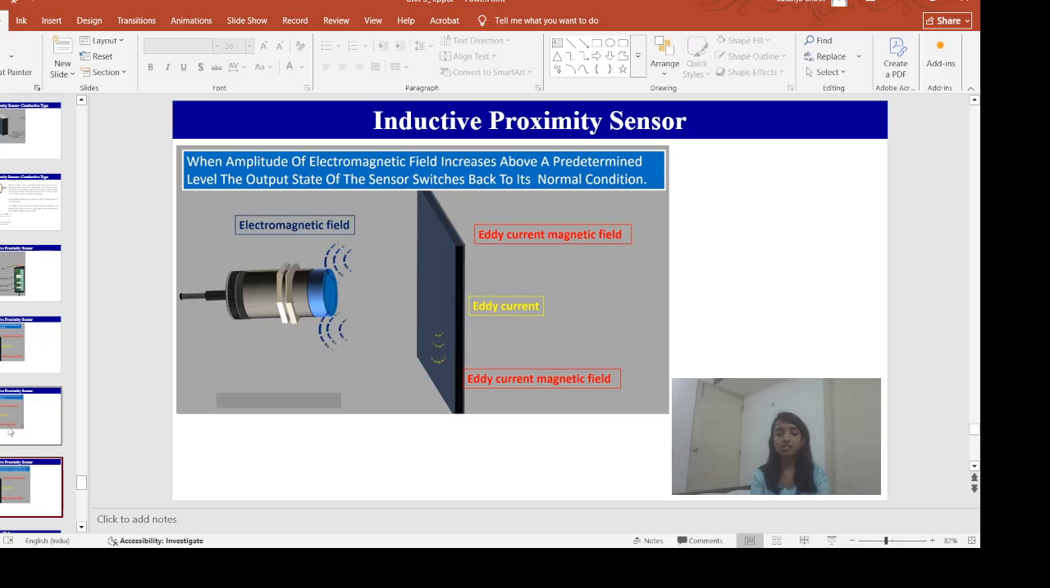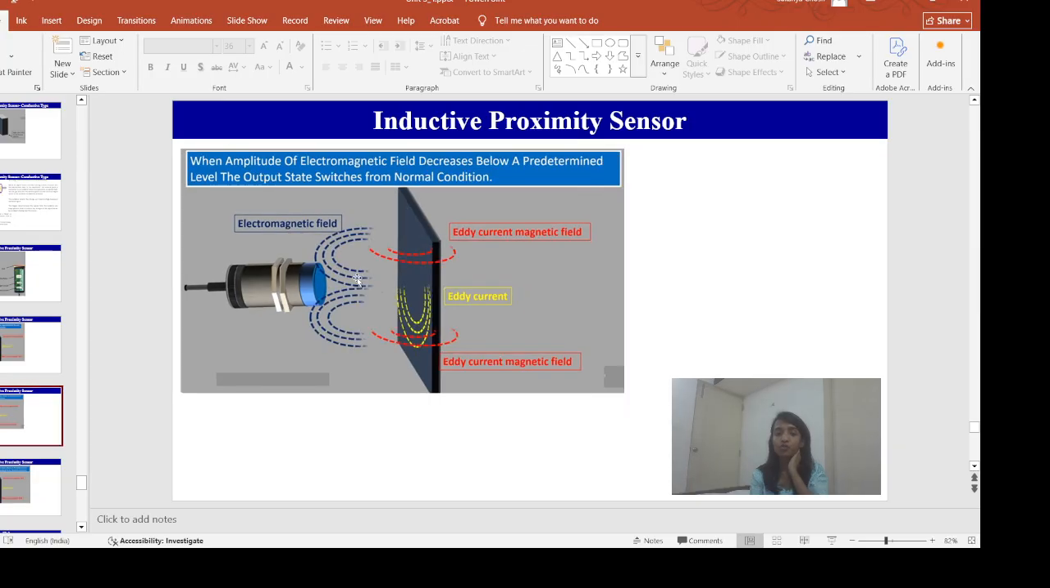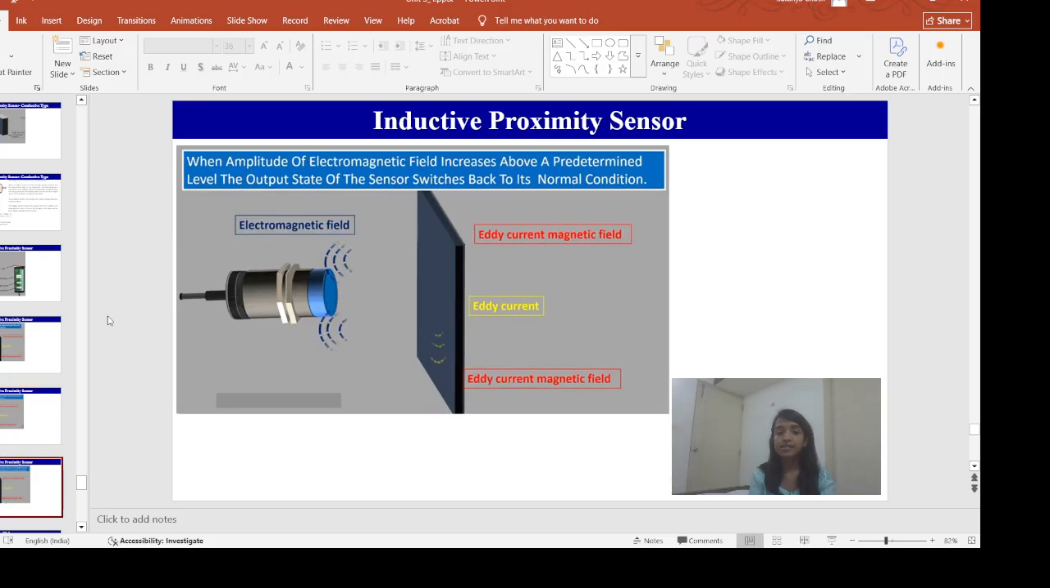Now, the previous case was when the amplitude of the electromagnetic field reduces below a predetermined value, the output state will switch from the normal condition. In the next case, when the amplitude of this electromagnetic field increases above a predetermined level, that happens when the target is moving away from the sensor. In that case, eddy current will reduce and the electromagnetic field of the coil will increase, and when it increases above a predetermined level, the output state of the sensor will switch back to its normal condition.